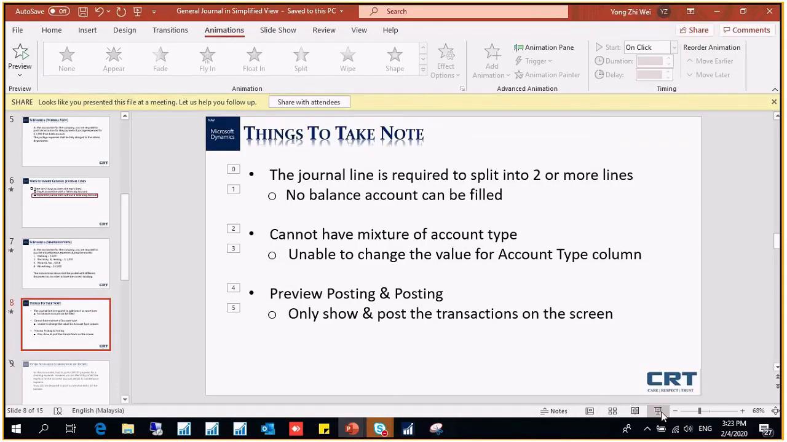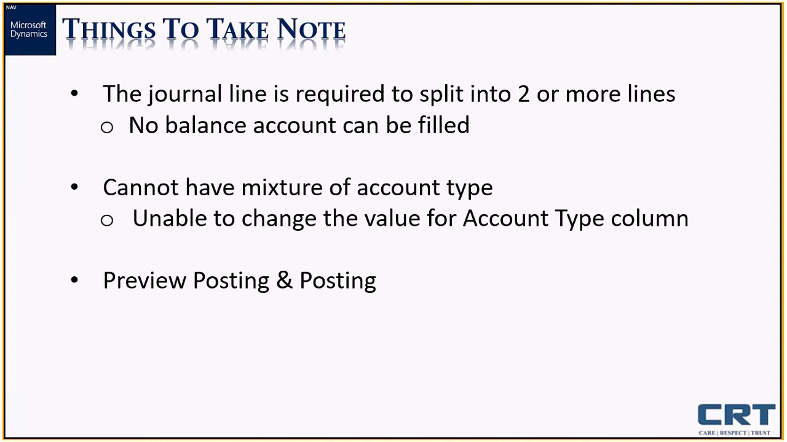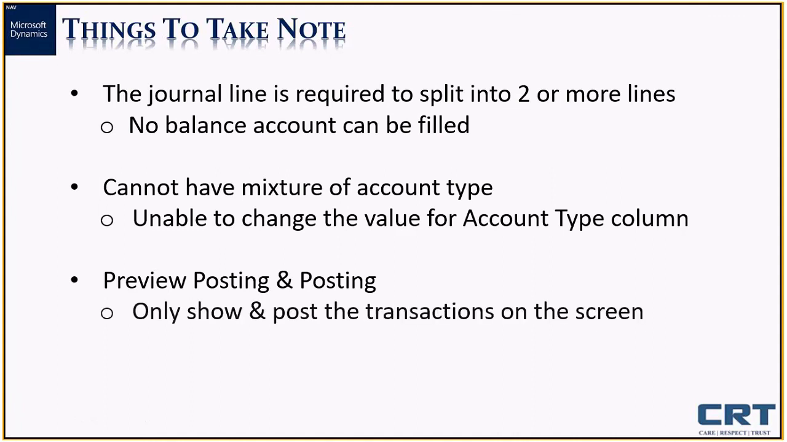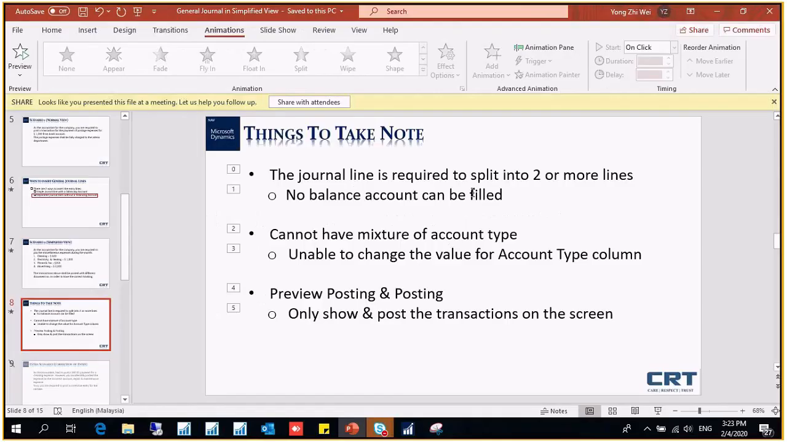And the other one, the very last thing, is the preview posting and the actual posting. The preview posting and the actual posting will only show and only post the transactions that you can see on the screen. That's why just now when we looked at the preview posting for the simplified view, we could only see 2 lines instead of 8 lines. This will be the thing to pay extra attention to if you are going to use the simplified view of the general journal.